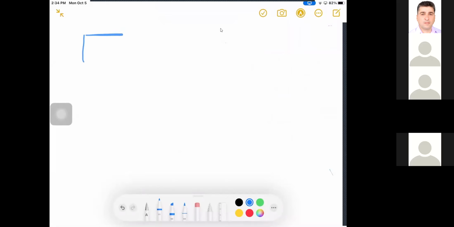This will be the A to D converter. The A to D converter contains a switch which will be closed every TS, and then we have a sample and hold circuit, which is a capacitor C. Now, how does it work?